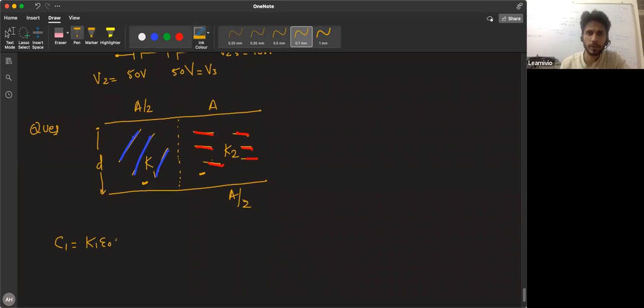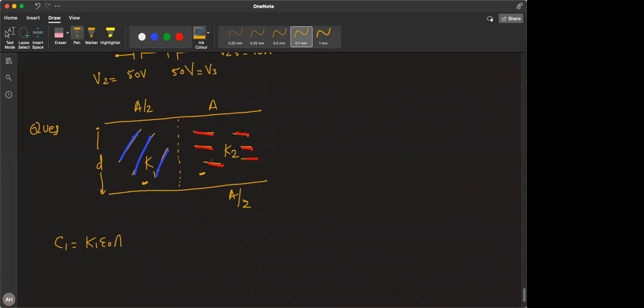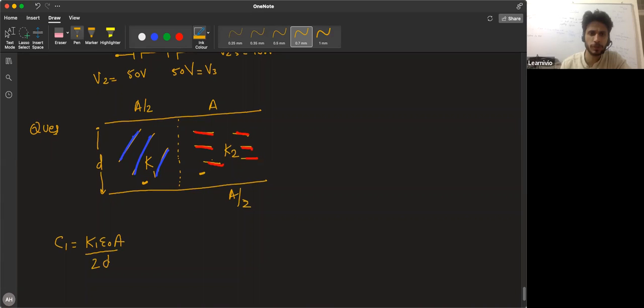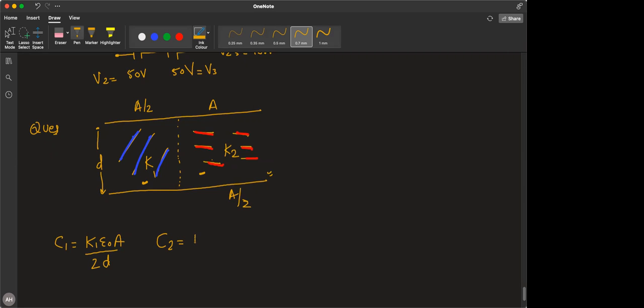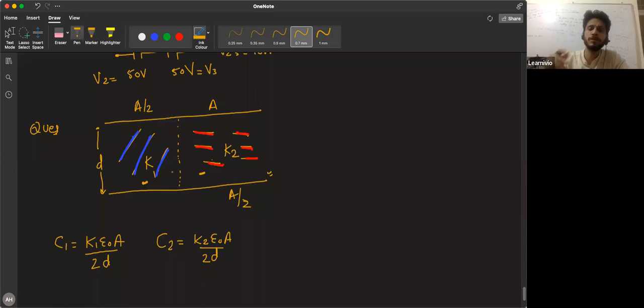K1 epsilon naught, it's not A. What is the plate area of this capacitor? A by 2. So it's A by 2 and separation is D. Similarly, C2. Miraj, what will be the expression for C2? Anshika? Sir, K2 epsilon naught A by 2D. Now we have to decide whether these two capacitors are connected in series or in parallel.